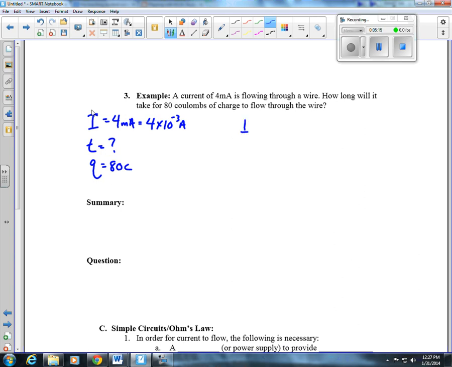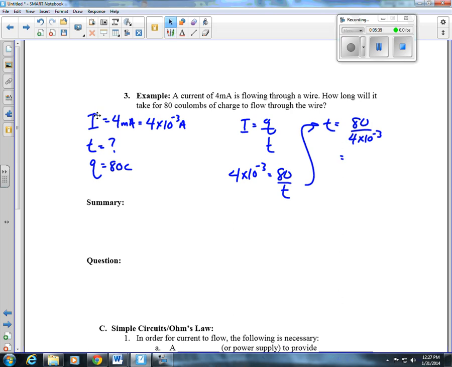So I equals Q over T. 4 times 10 to the minus third equals, our Q was 80 divided by T. And then if I cross multiply and divide, I get T is 80 divided by 4 times 10 to the minus third. And that's going to give me a value 20,000 seconds.